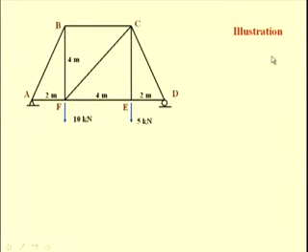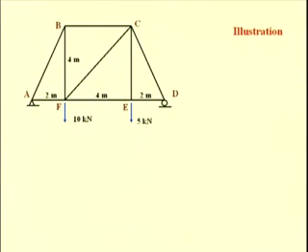Let us see an illustrated example to see how we use this method of sections for determining the internal forces in a truss. Here we have considered the same example that we used for illustrating the method of joints. You see a truss ABCD supported at A by a pin joint and at D by a roller joint, and some external forces, say a 10 kilonewton force at F and a 5 kilonewton force at E.